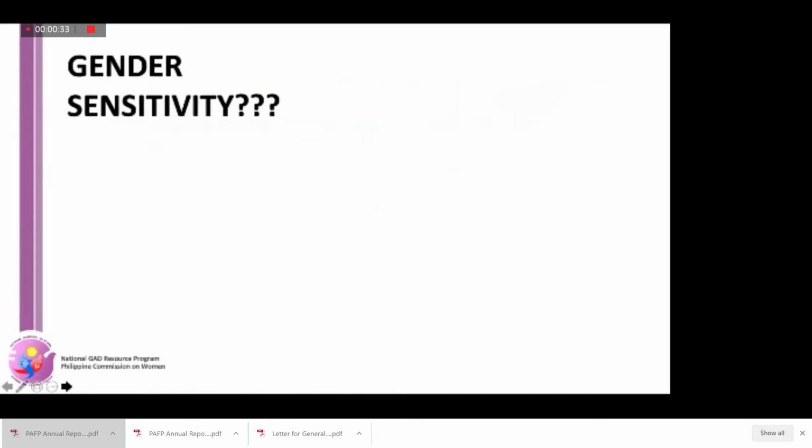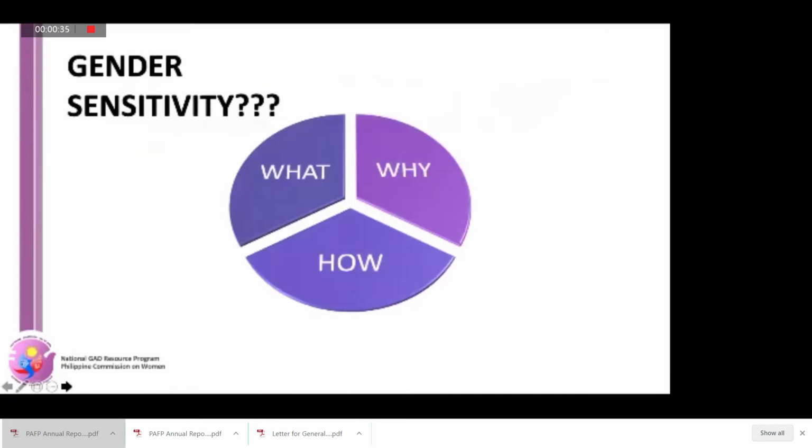Gender sensitivity talks about the what, the why, and the how. I would like to present it in this manner so that we will be able to capture the main concept of gender sensitivity while realizing the reason behind this concept, why it should be done, why family physicians must be aware of this kind of principle, and also how you can say that you are already gender sensitive.